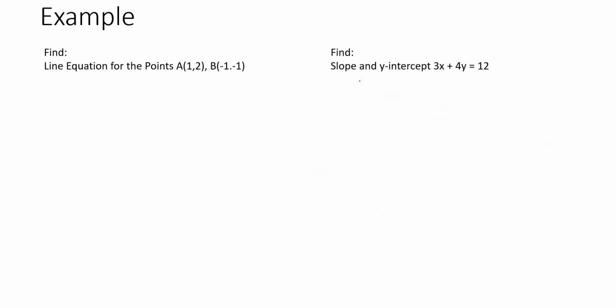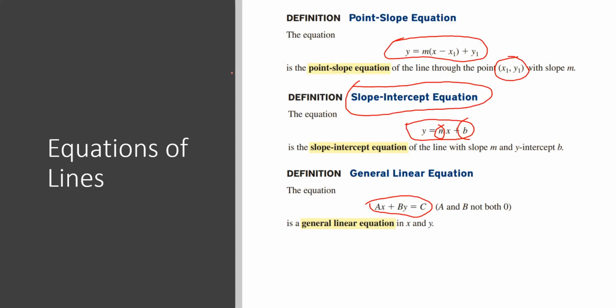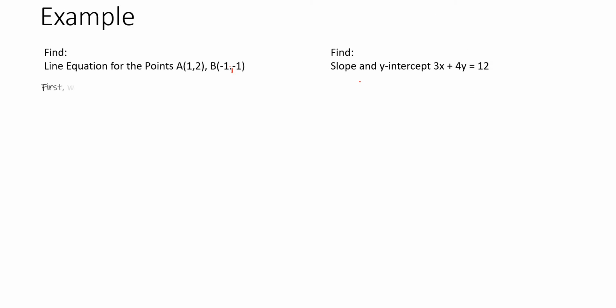So let's dive right into a quick example right here. First, we're going to find the line equation for the points A (1, 2) and B (-1, -1). And that should actually be a comma right here. My apologies. So line equation, again, like I said, this center one right here is the most common. And so if you hear the term line equation, generally that refers to this one right here. So we're going to take these 2 points and we're going to put them into slope-intercept form, or into the slope-intercept equation.